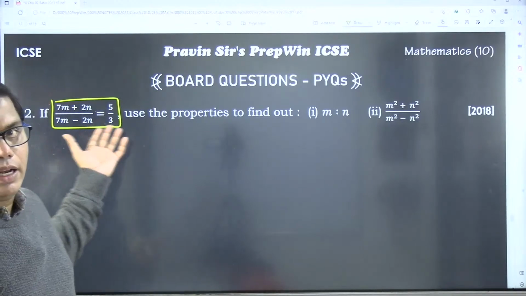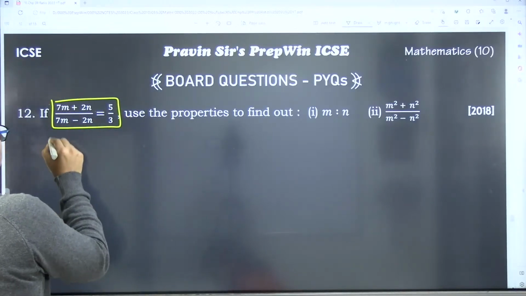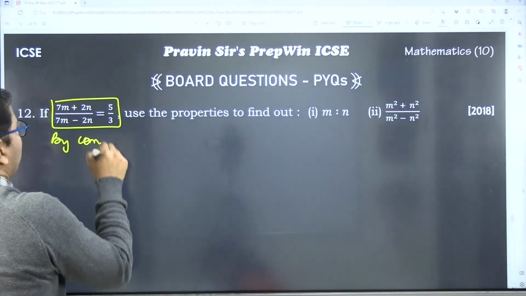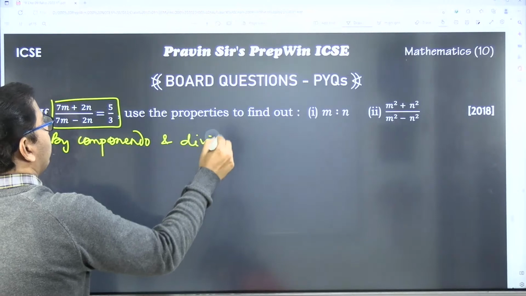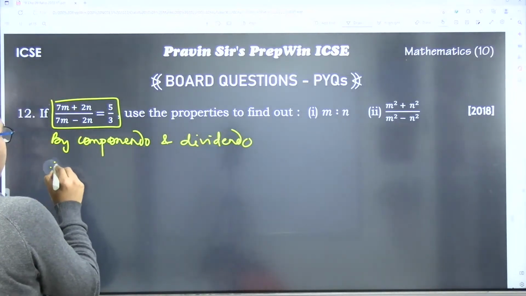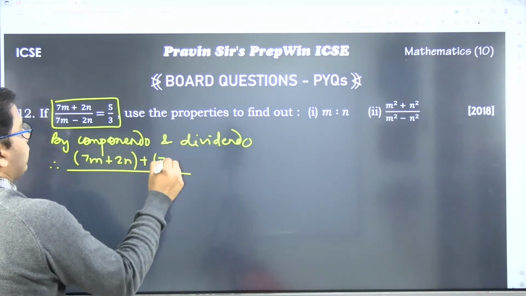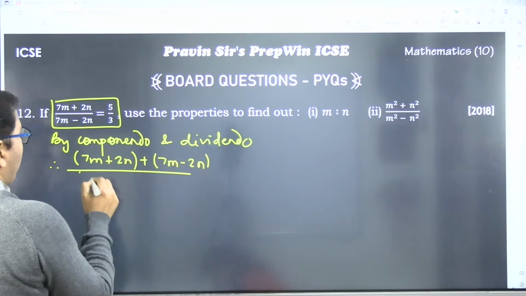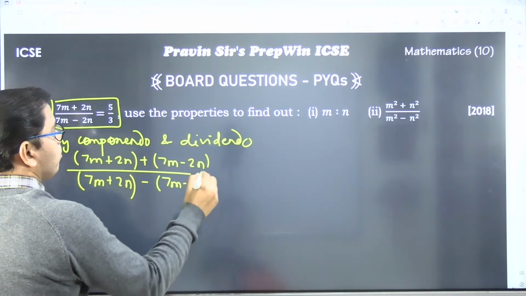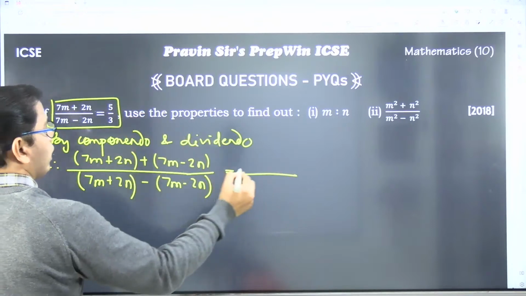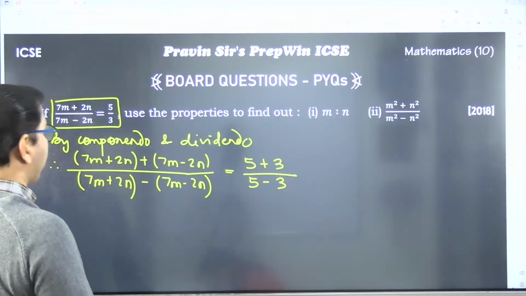A bigger ratio is given. You have to find out the value of a smaller ratio. Okay, use componendo and dividendo. So if you don't understand what to do, just use componendo and dividendo. Okay, componendo and dividendo property. What is that property? Numerator 7m plus 2n plus denominator 7m minus 2n upon numerator 7m plus 2n minus denominator 7m minus 2n is equal to what? Same thing here. Okay, numerator 5 plus denominator 3 and numerator minus denominator 5 minus 3.